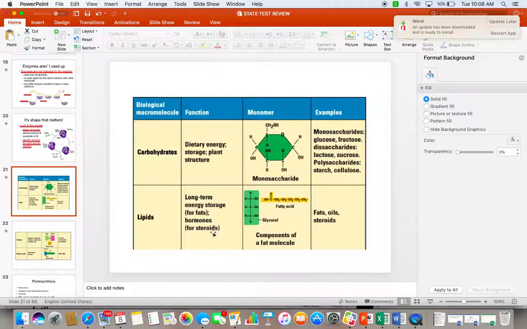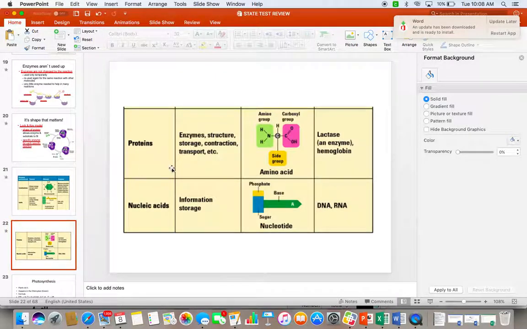Hormones and steroids also fall under the lipid category. When you see a picture of lipids, you're going to see lots of hydrogen, lots of carbon, but not a lot of oxygen. The monomers are glycerol and fatty acids. Okay. Proteins are made of carbon, hydrogen, oxygen, and this time we also add nitrogen. They are used, many of them, for structure. We just talked about enzymes. The monomer of proteins are amino acids.